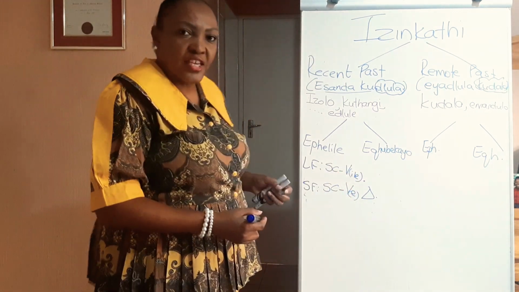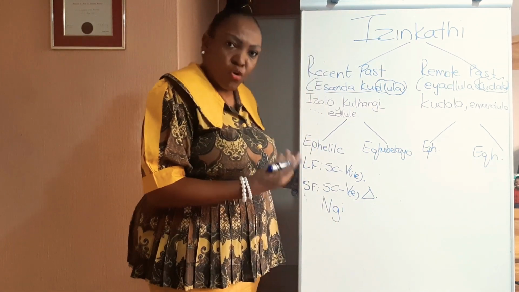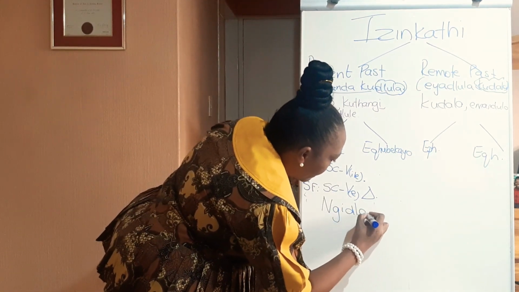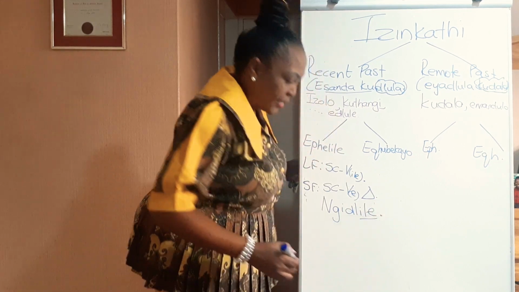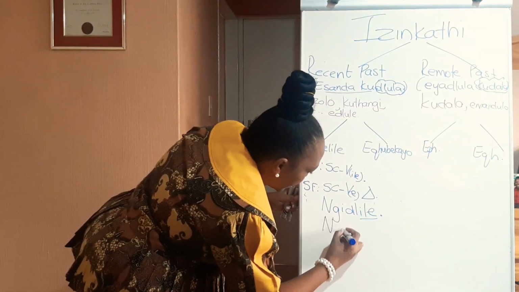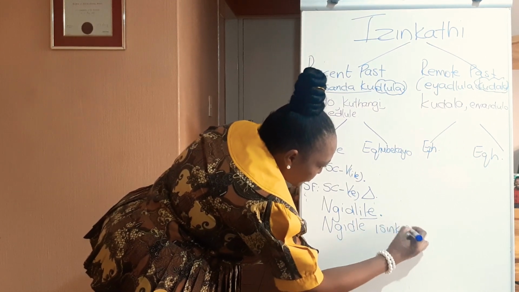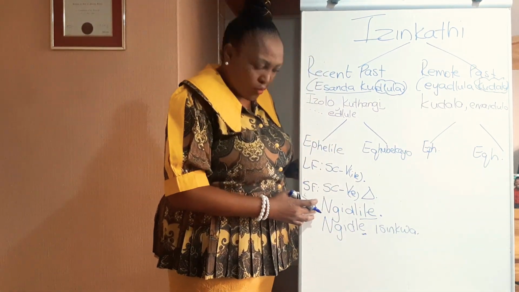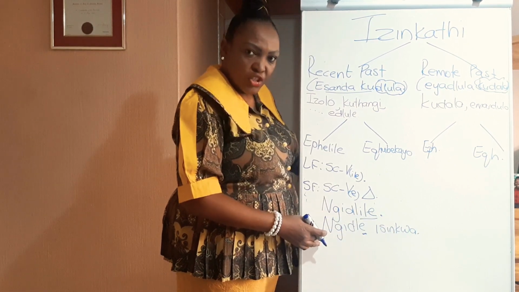For example, if you say I ate, we know that gi will represent your subject concord for I, and then your eating will be la, but because it's in long form, you're going to say gidlile, I ate. But if you want to make it short form and further elaborate on what you ate, you say ngidle isinkwa. So that constitutes your short form, and that is your long form. So that is the word that comes after the verb, which makes it short form.